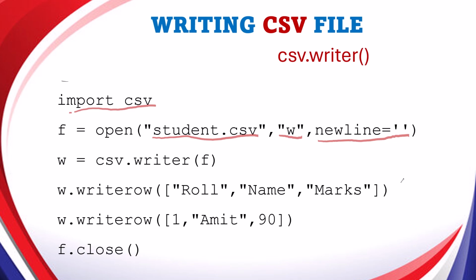Then to initiate the writer, use the statement to initiate the writer object. csv is the module, writer is the function, f is the file object that I have linked with the file. w is the object that I am creating to initiate the writer. This writerow statement with writer object is to write one record. First statement is just writing the headers of the data, and with the second statement I am writing one record which is actual data. Then close the file.